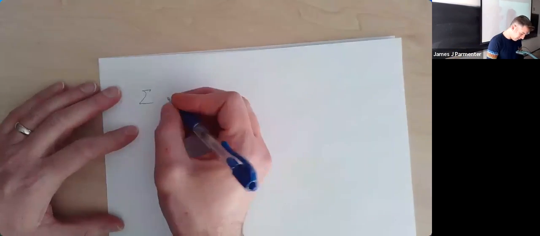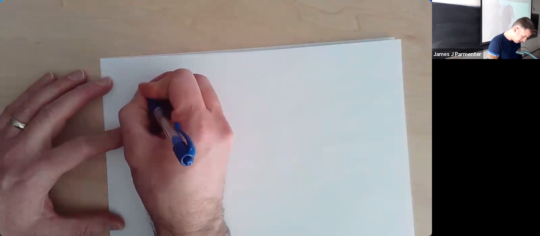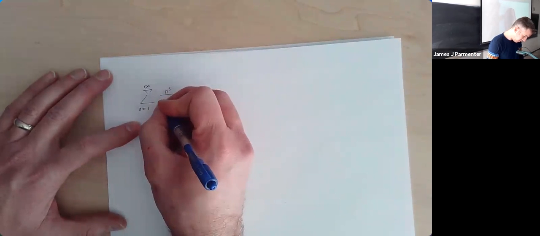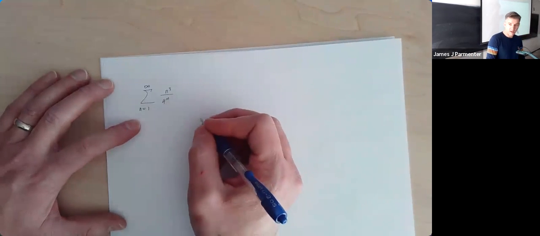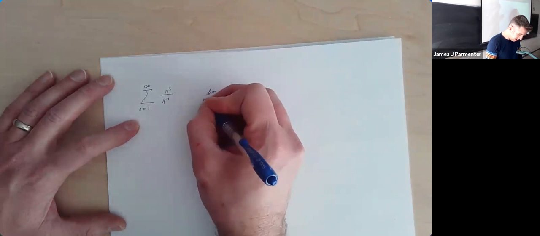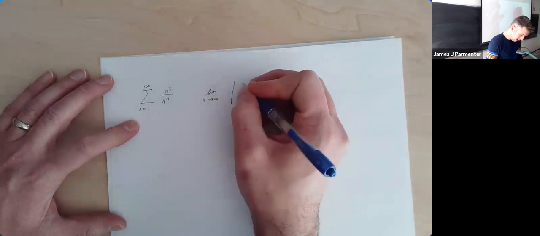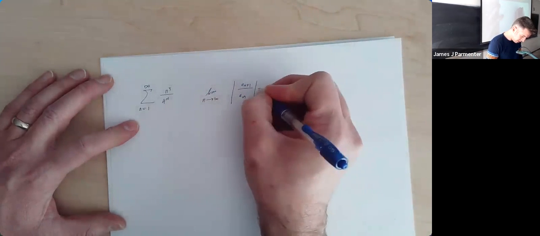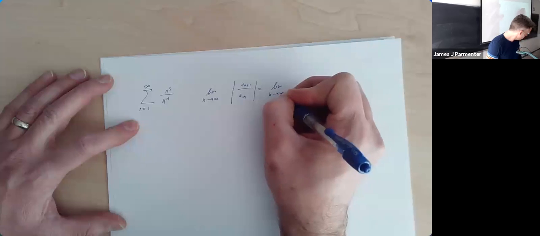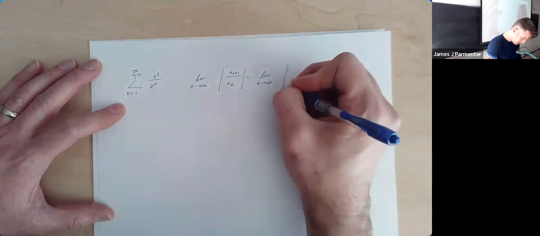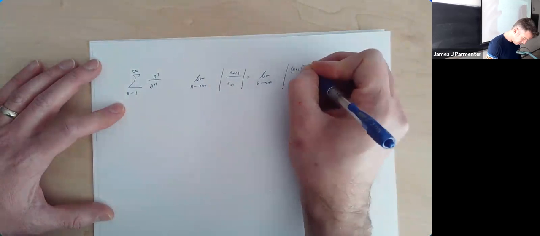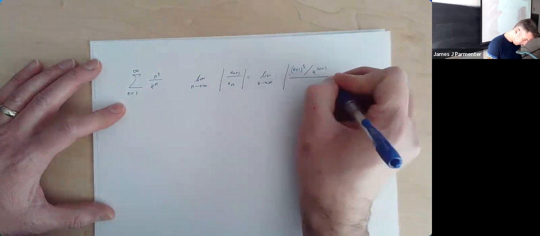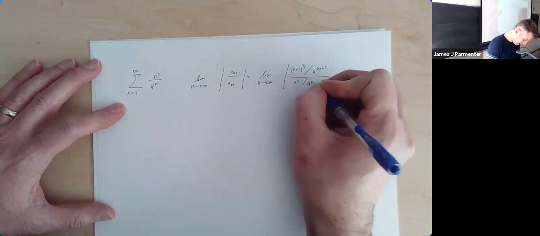I want to find the sum from n equals 1 to infinity of n cubed over 4 to the n. Again, I'm going to take the limit as n goes to infinity of a sub n plus 1 over a sub n, which is the limit as n goes to infinity of n plus 1 cubed over 4 to the n plus 1, over n cubed over 4 to the n. Now, quick tip here.